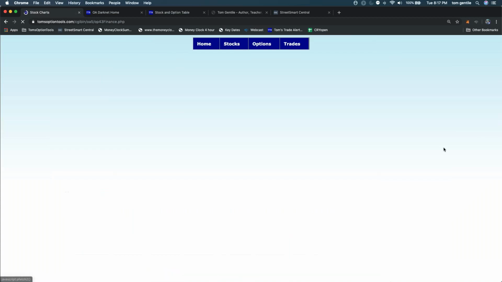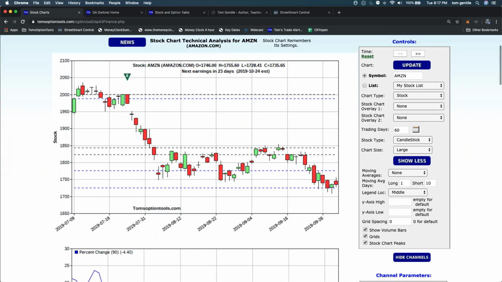Right now I can do a lot with Amazon. First of all, I can see the stock is now coming back. It's coming down. This is a 60-day chart, so this is only the last 60 days, but it is hitting some interesting support. These dotted lines you see here are what we call stock chart peaks, peak highs and peak lows. All right, we use closing prices based off of one of our formulas here at Tom's Option Tools, and we're hitting some very interesting support right now on Amazon. So this is one way we can look at a chart.